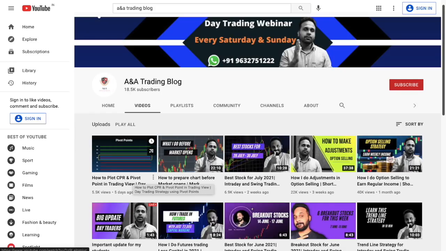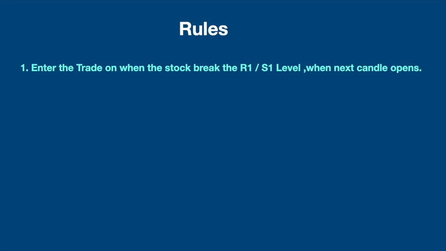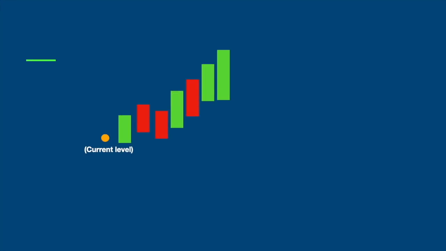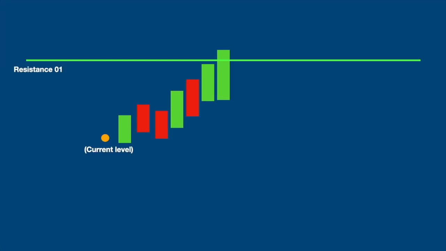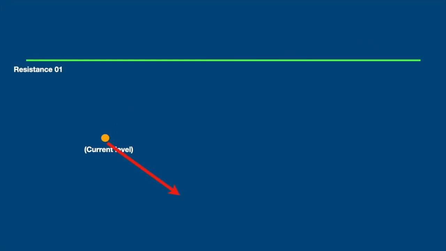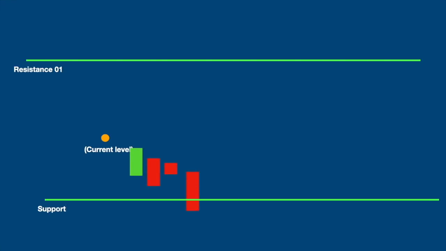Now first let's look into rule number 1. The rule number 1 says we will enter the trade only when the stock breaks the R1 level or the S1 level as soon as the next candle opens. Now for example, let us say the market opened somewhere here and we are looking for a buying opportunity. We will enter the trade only when the stock breaks the R1 level and closes above it. Now if you're looking for selling opportunity, then we will enter the sell position only after the stock breaks the support 1 level like this.